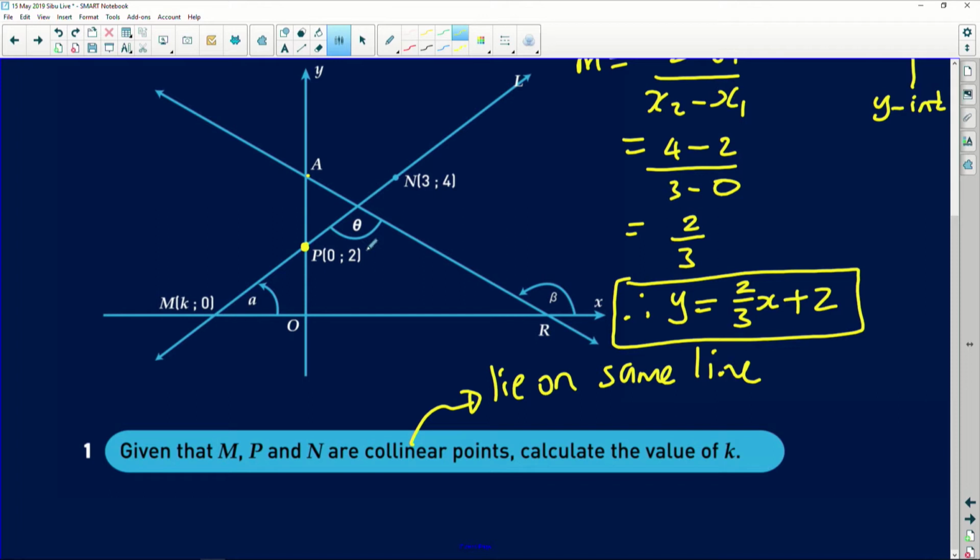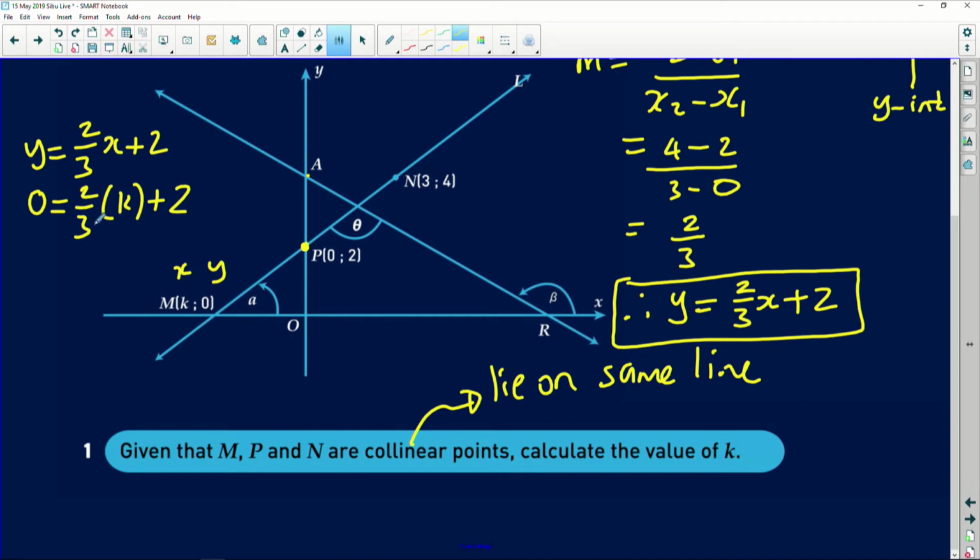But we haven't answered the question. Remember, the question is asking us to work out the value of K. Like I said, if you've got the equation of a straight line, just take these coordinates. This is your x coordinate and that's your y coordinate, and substitute them in the equation. Since we know that y equals 2 over 3 x plus 2, my x value is k, my y value is 0. So I'm going to put 0 equals 2 over 3 times k plus 2. Just sub them in the graph and then simplify this.